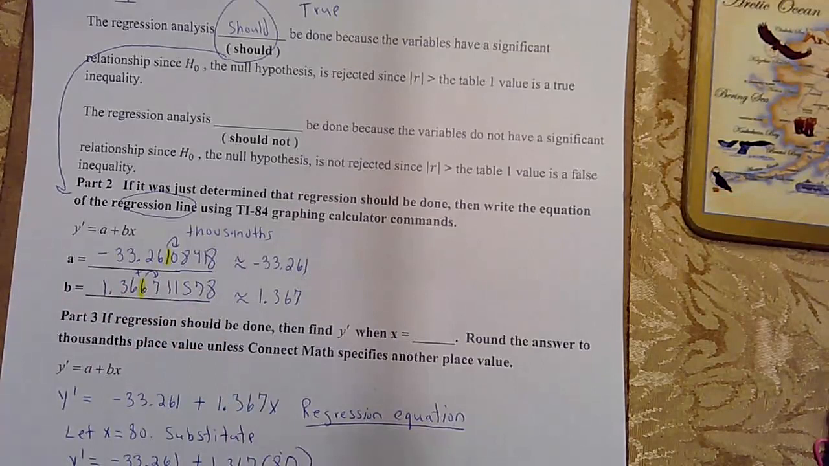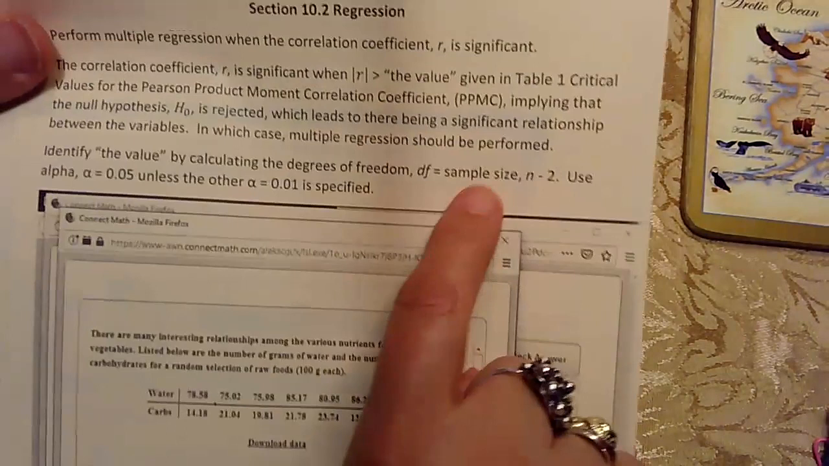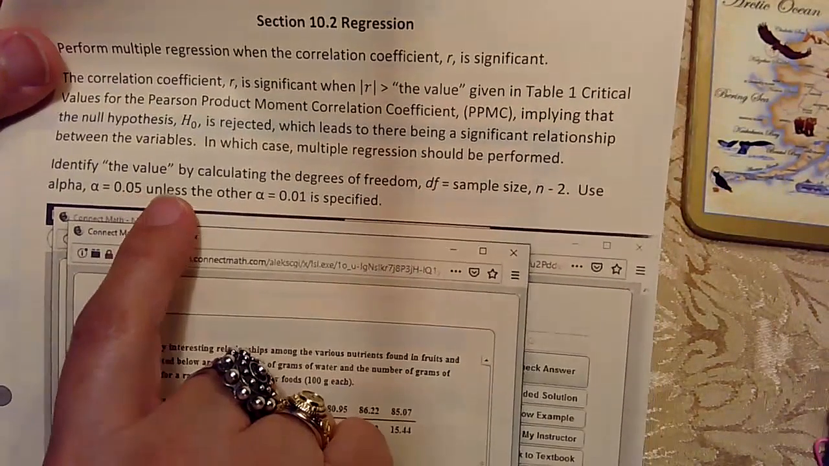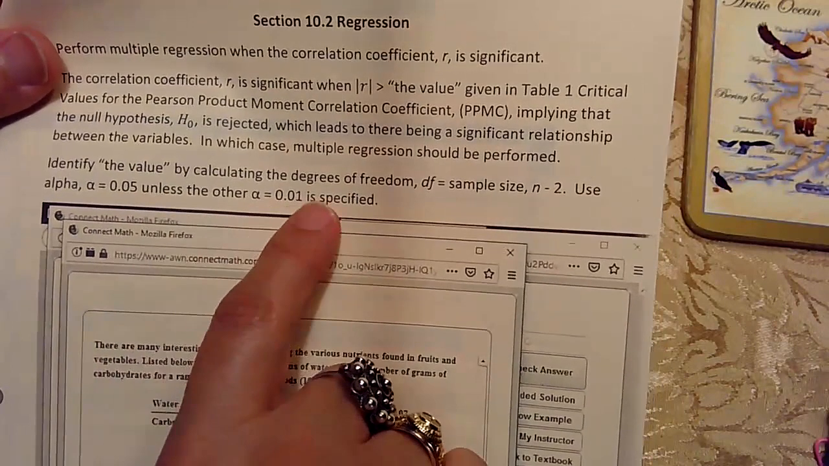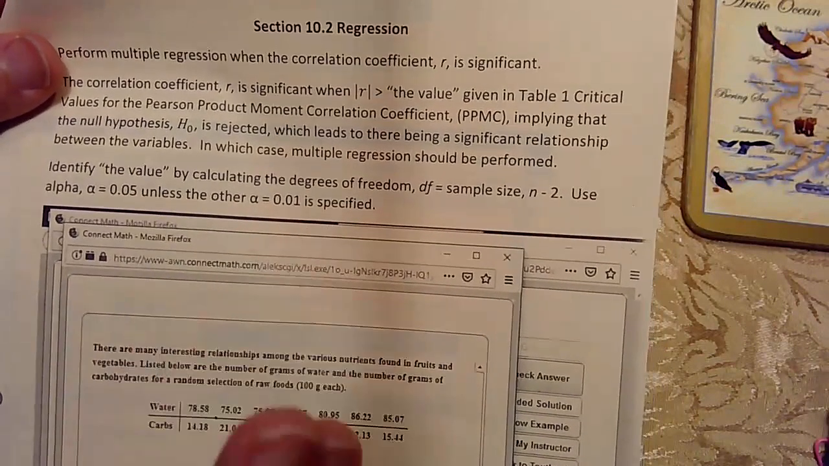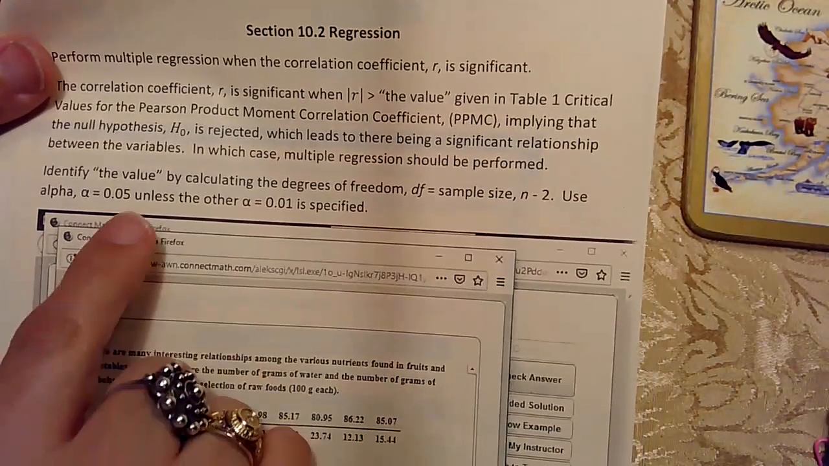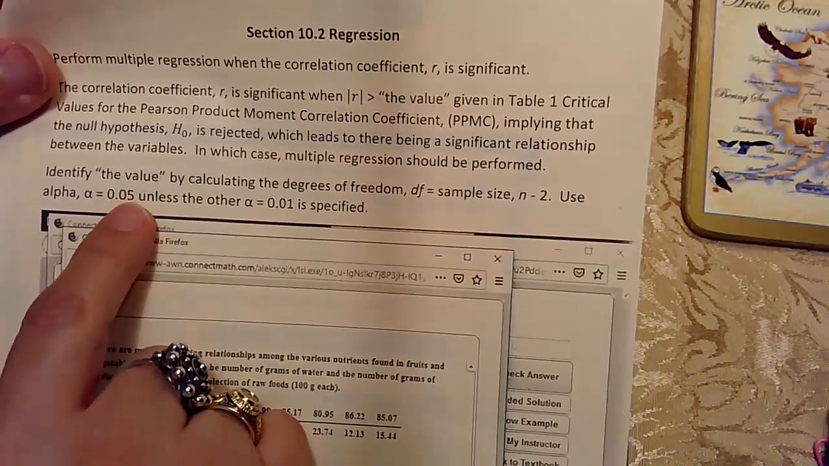I read somewhere that if they don't give you an alpha level, you usually assume... I knew I read it somewhere. Use alpha 0.05 unless the other alpha is specified. So usually if the alpha is not specified, the rule of thumb is to use 0.05.